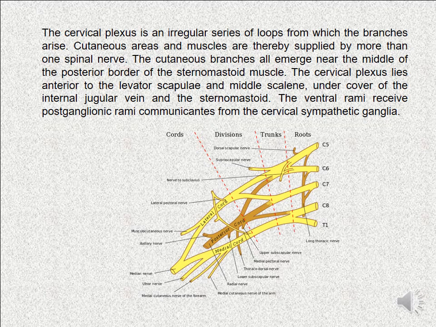The cutaneous branches all emerge near the middle of the posterior border of the sternocleidomastoid muscle. The cervical plexus lies anterior to the levator scapulae and middle scalenus, under cover of the internal jugular vein and sternocleidomastoid muscles. The ventral rami receive postganglionic rami communicantes from the cervical sympathetic ganglia.